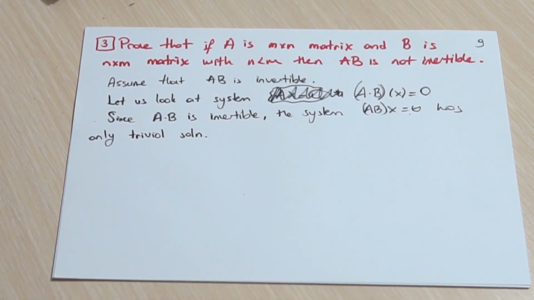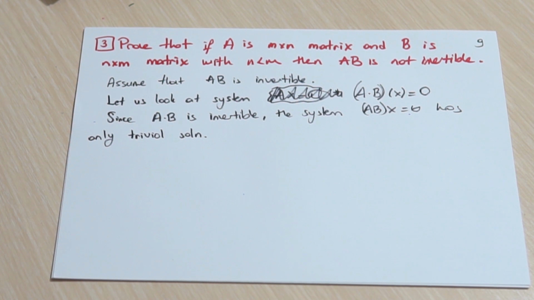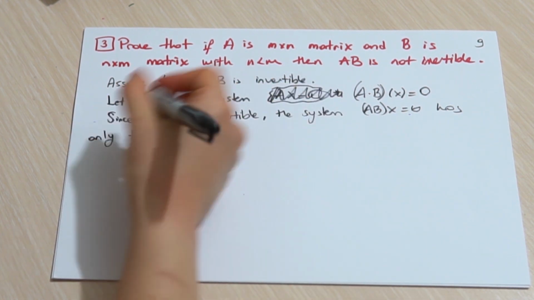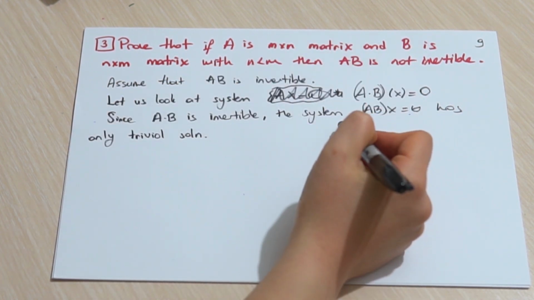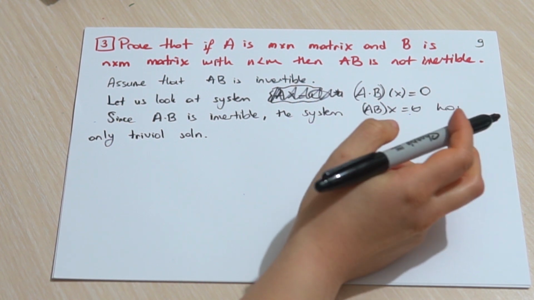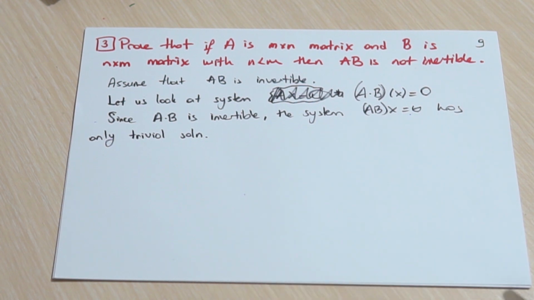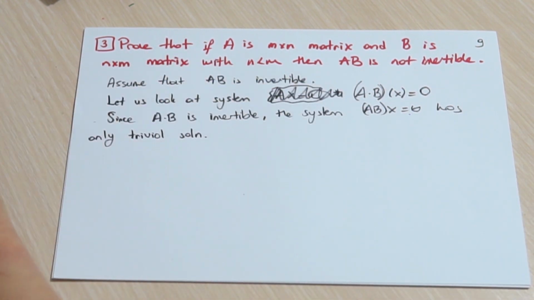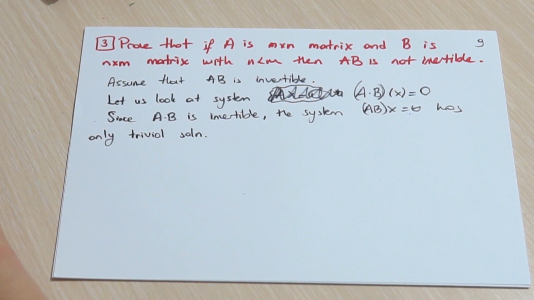Which is 0, 0, 0, 0, 0, 0. Now, since this has only the trivial solution, n is less than m, it has only the trivial solution.